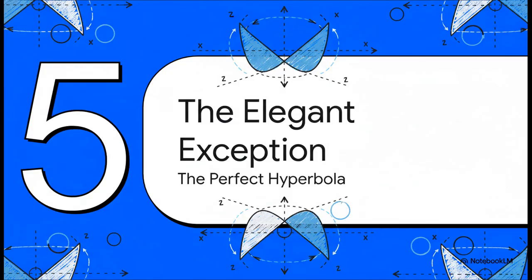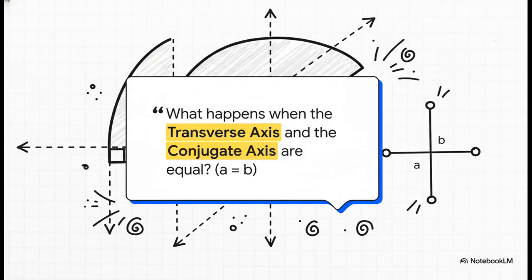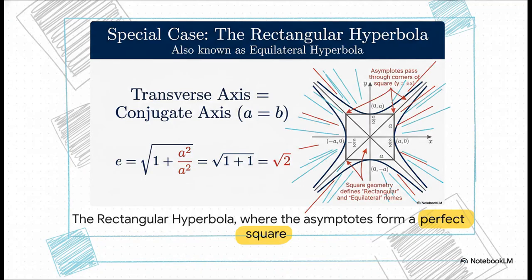All right, to wrap things up, let's check out a really cool special case, a kind of perfect hyperbola. So let's ask a what-if question. We've got our two main axes, right? The transverse and the conjugate. Their lengths are related to a and b. So what happens if they're equal? What if a equals b? Well, when that happens, you get the rectangular hyperbola.